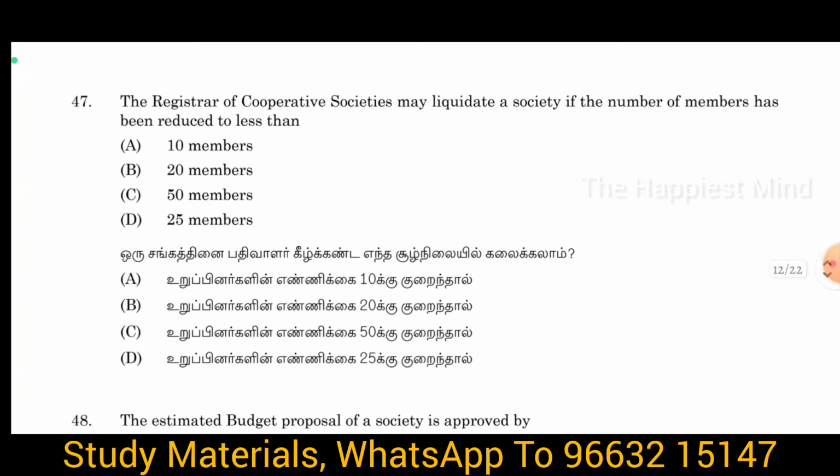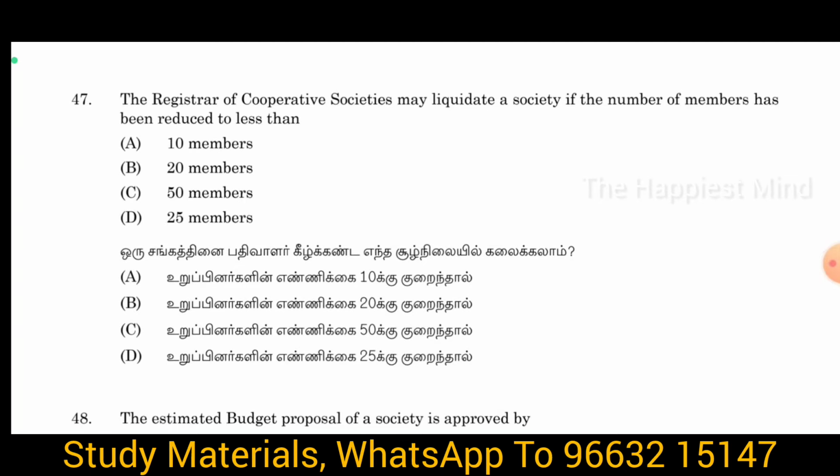Next, question 47. The registrar of cooperative societies may liquidate a society if the number of members has been reduced to less than dash. So if it is reduced to less than 25 members, answer is option D.